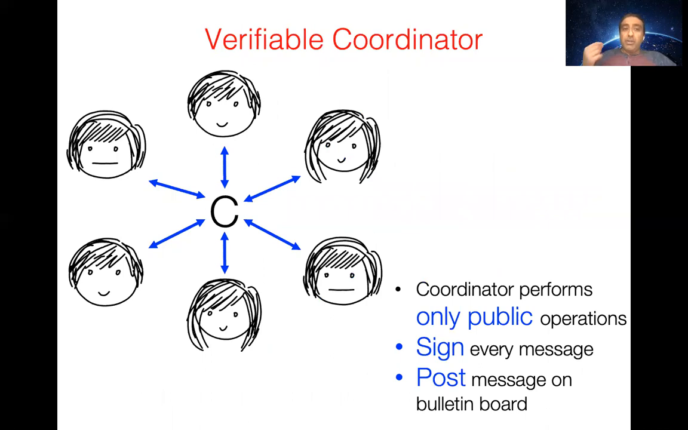As we mentioned before, we are going to introduce a new party called the coordinator. This coordinator only performs public operations. That's why it's verifiable. I can publish everything that this coordinator is doing, and a third party can come and audit it later. And then we're going to have every party sign every message.